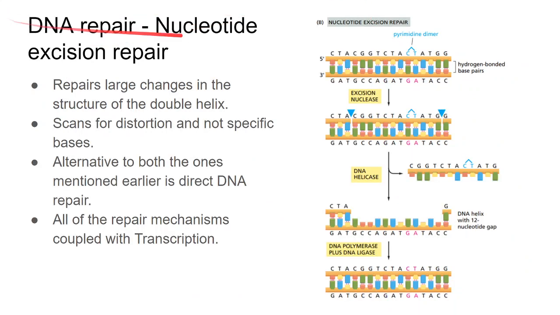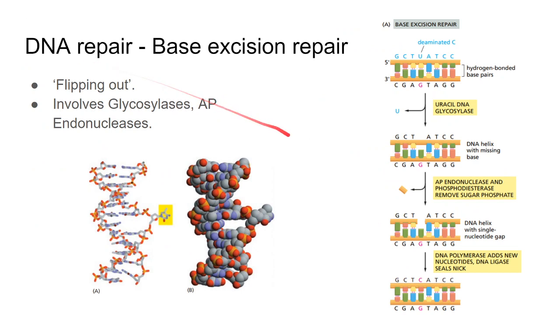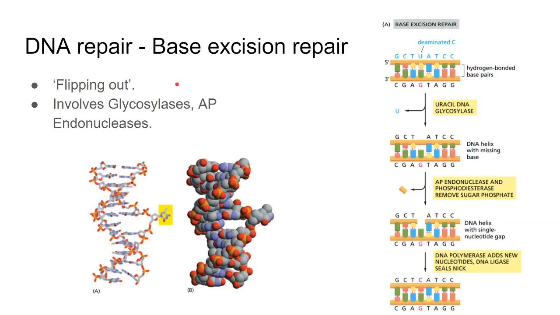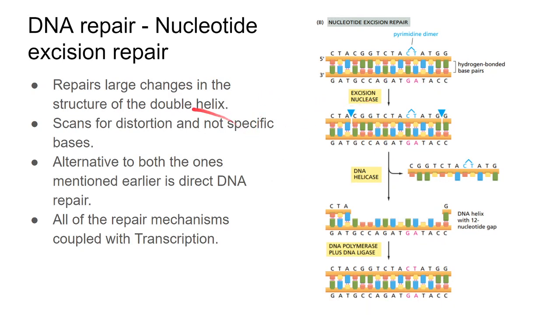Now we'll talk about nucleotide excision repair. This was base excision repair. It removed one specific base and repaired it. Nucleotide excision repair removes a whole sequence of nucleotides, about 10 to 12, and it fixes the entire gap. So this one was for very specific singular changes. This can be used for bigger changes. It repairs larger changes in the structure of the double helix, and it scans for distortion and not specific bases.